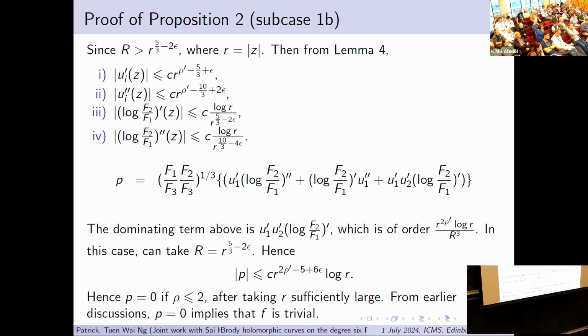Because we know that our capital F is a Brody curve, and the order of it has to be less than or equal to 2. And so this P you can choose to get closer and closer to 2. So you will find out that again in this case, P has to be constantly equal to 0, and therefore you get a trivial solution.